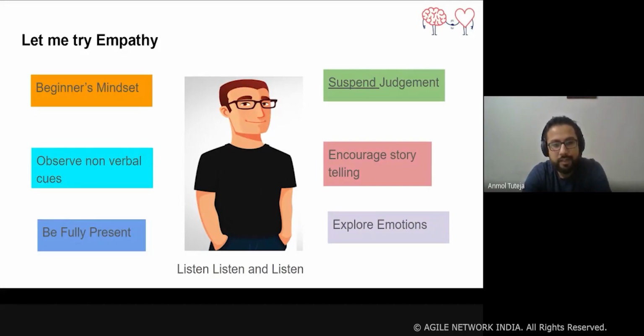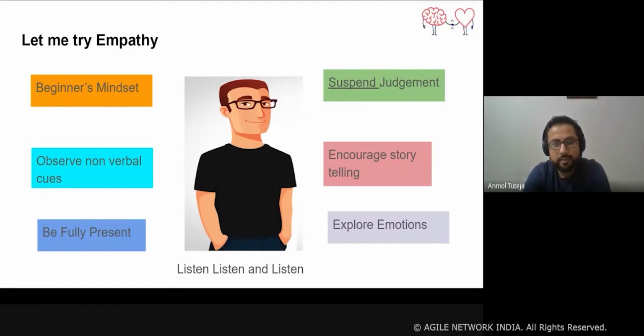Be fully present, which means give all your attention, undivided attention, while you are in that space with the user. So not thinking about anything else, showing the user that you are with him physically but mentally somewhere else. You're on phone. All those things need to go away. So we need to show that we are fully present.